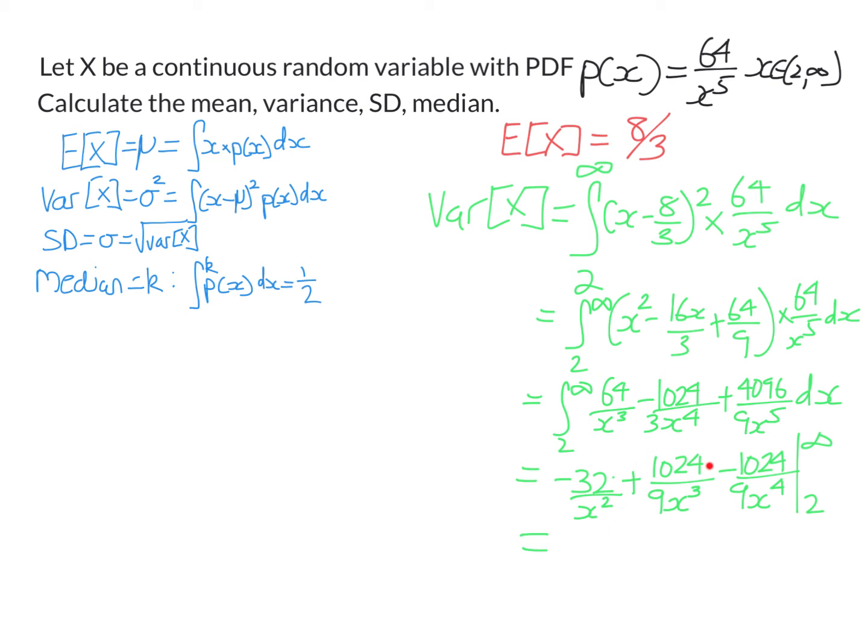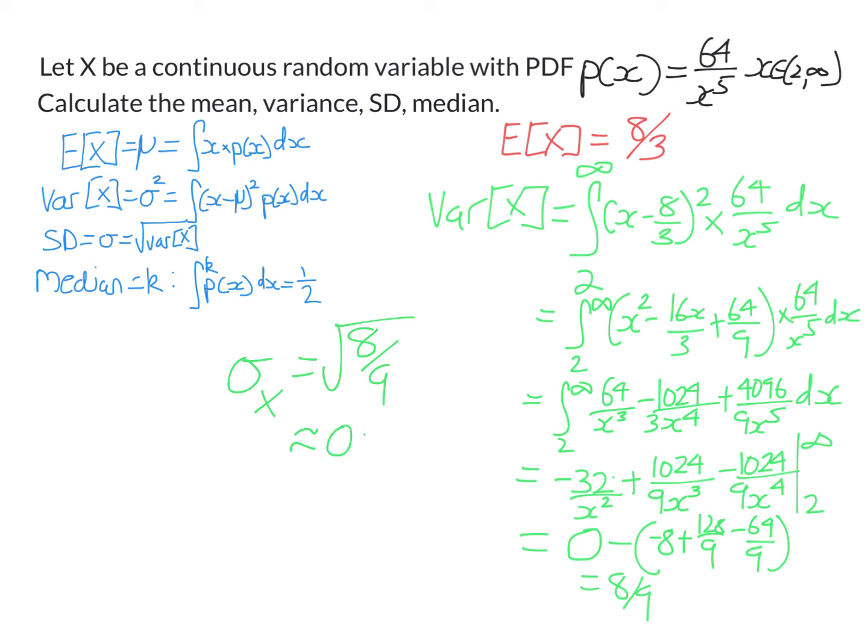If you divide a number like 1024, for example, by infinity, by a really large number, you get really close to 0. So it's just going to be 0 minus. Now I'm going to substitute in 2 into each of these. This is what I got after substituting in 2, and that just gives me the number 8 over 9. The variance of this random variable is 8 over 9. So the standard deviation is just the square root of 8 over 9, which is about 0.94.